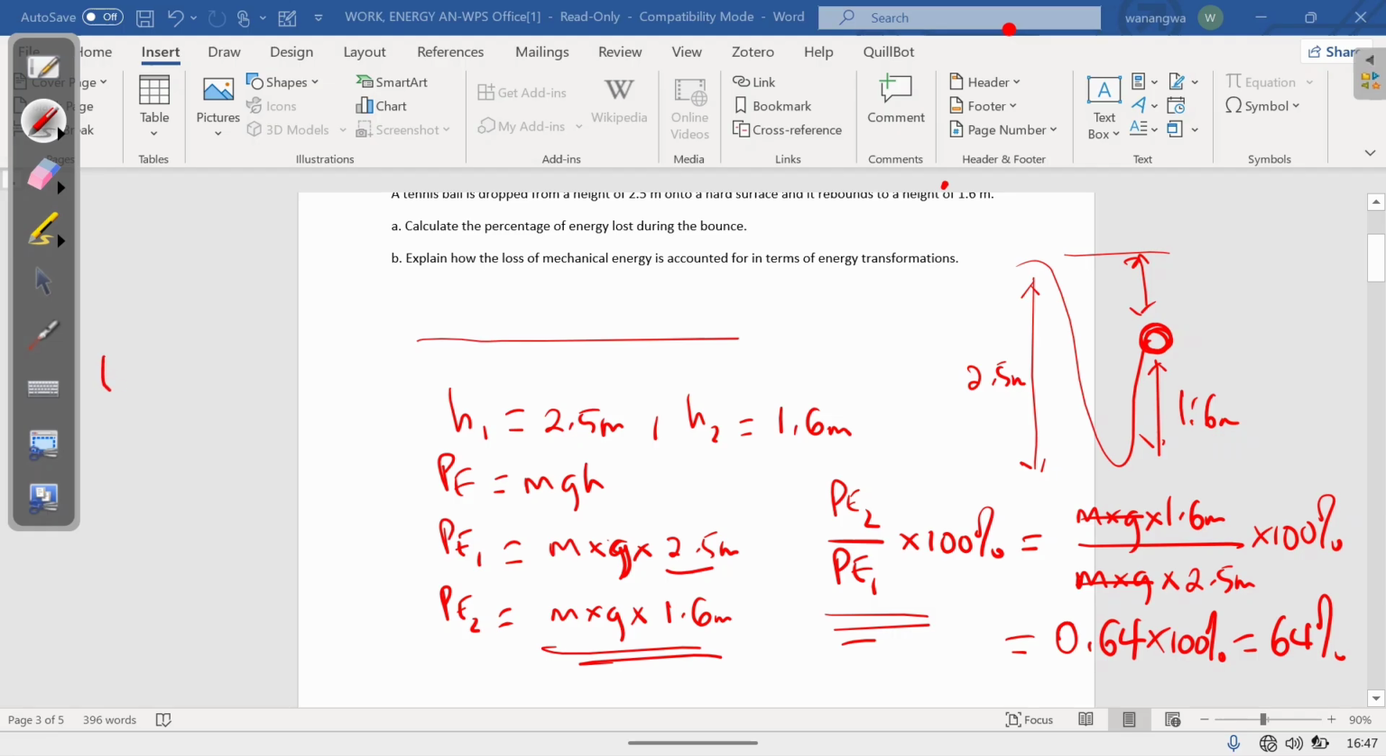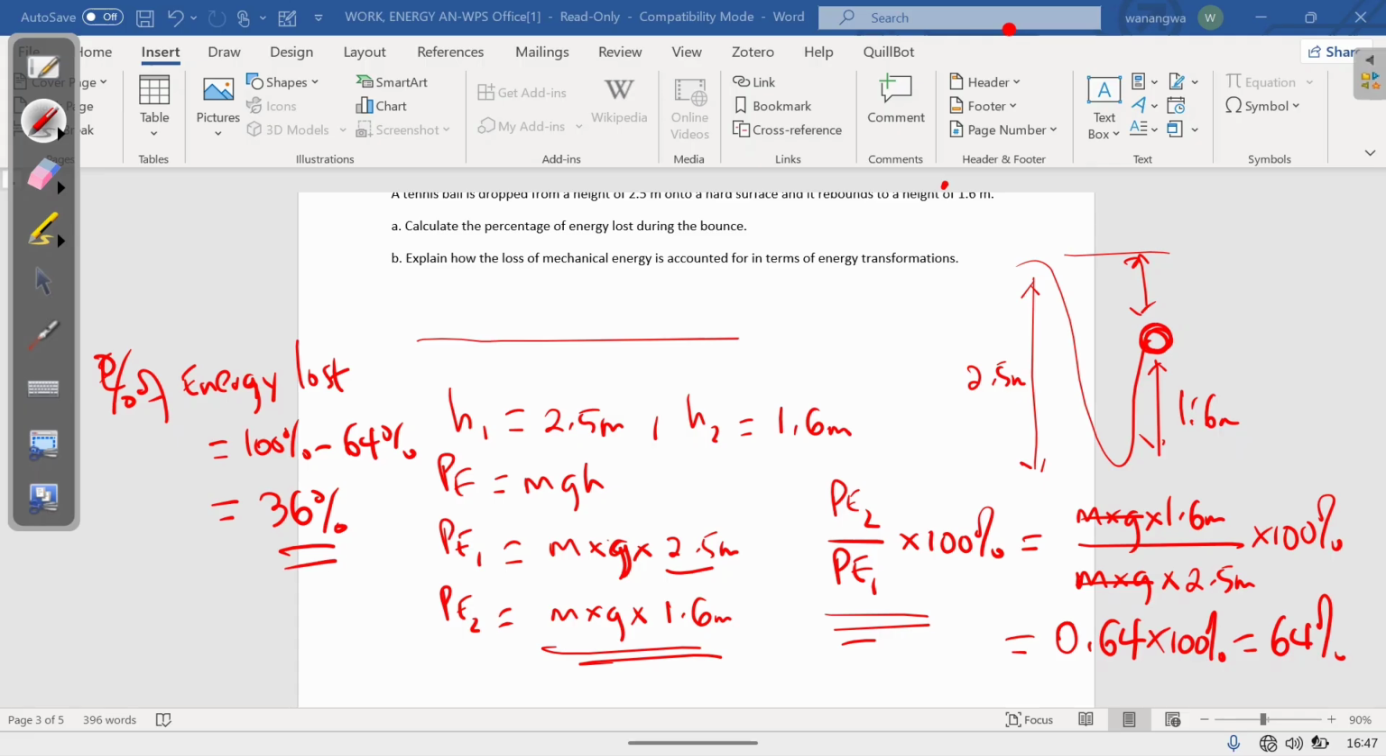But now, the percentage of energy lost will be equal to 100% minus 64%. This gives us 36%. So that is the percentage that they were looking for in part A.